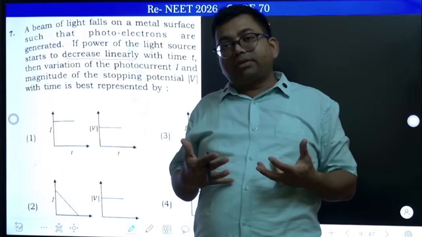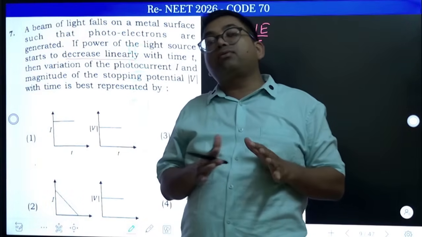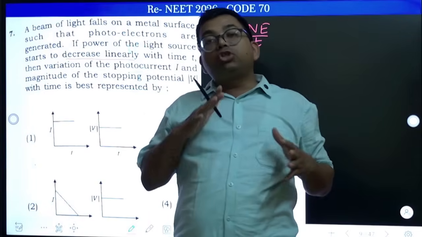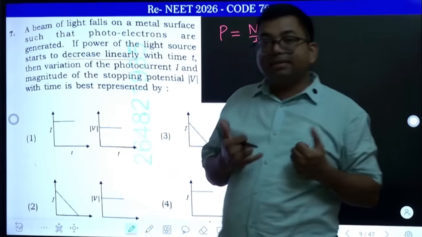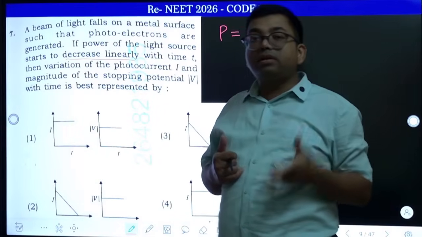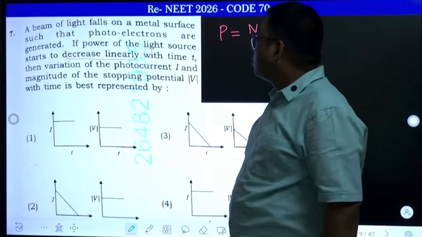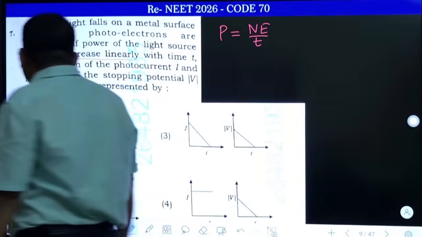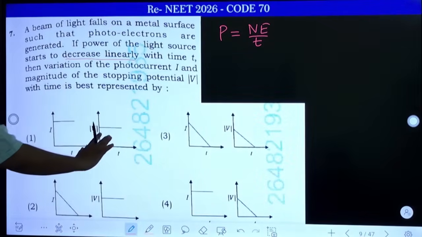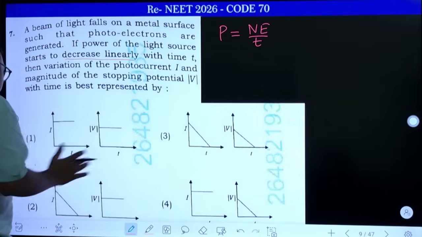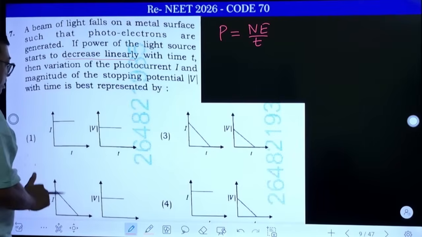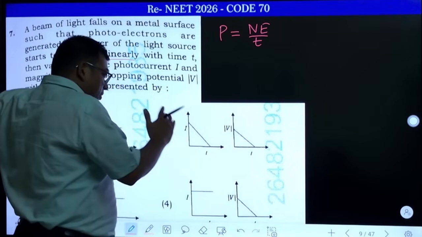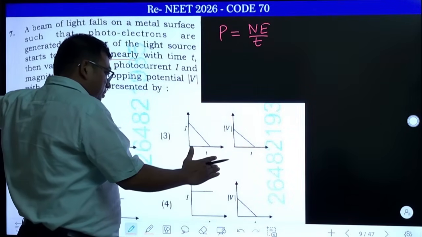Then what happens? In that case, only the photocurrent will get affected. Stopping voltage does not change, right? Suppose I make that assumption, that only the intensity is changing basically. So if only intensity is changing, the number of photons per second is decreasing, so current will also decrease linearly definitely. So this option cannot be taken. Here this option can be taken, that current is decreasing, right?